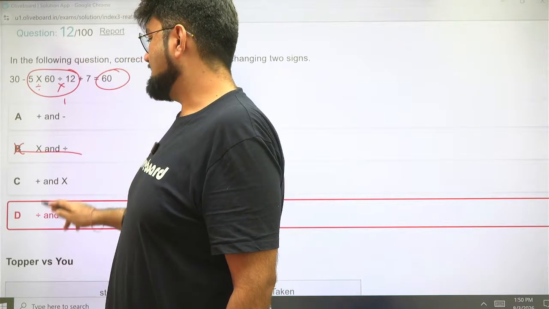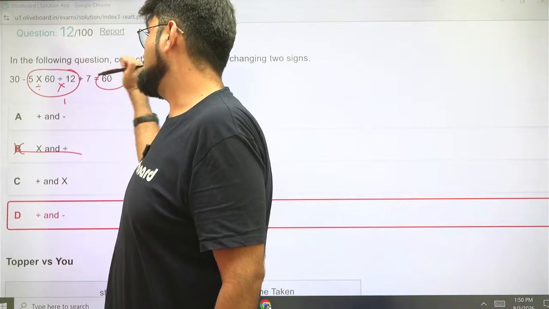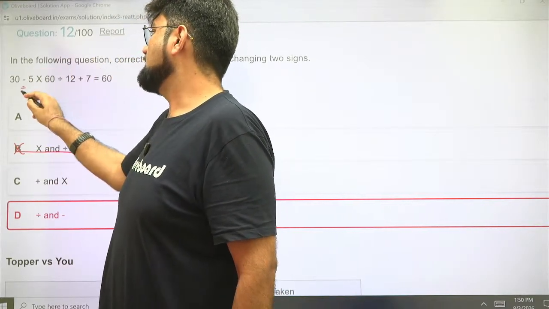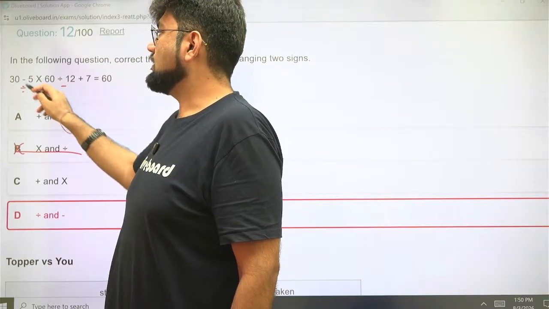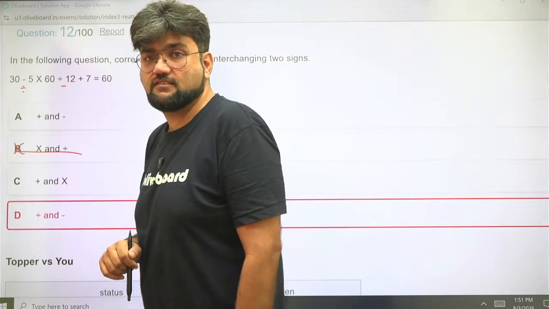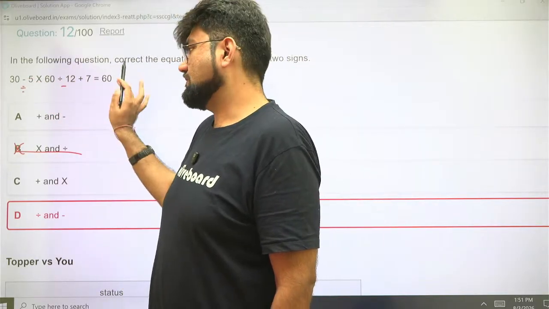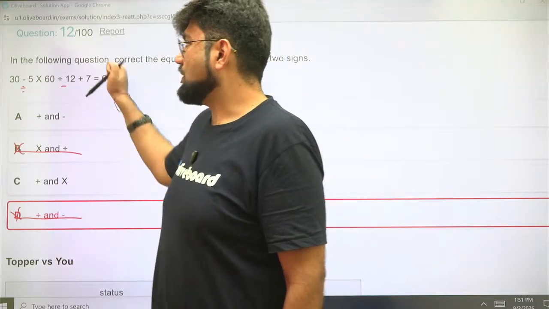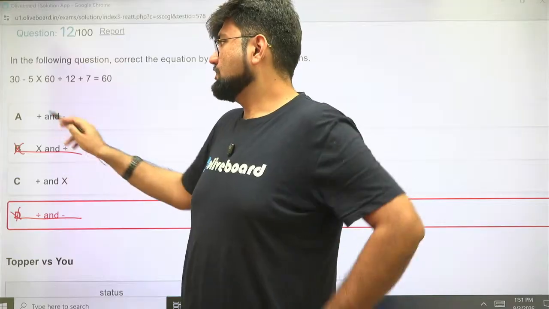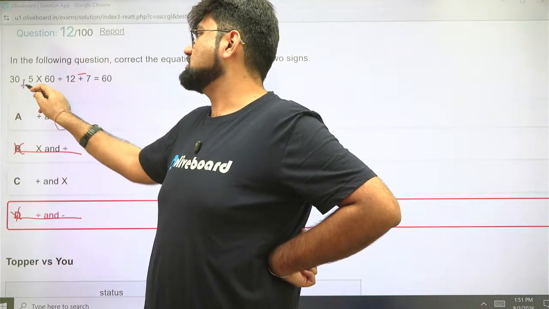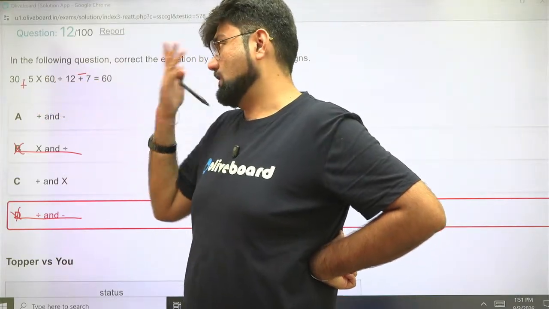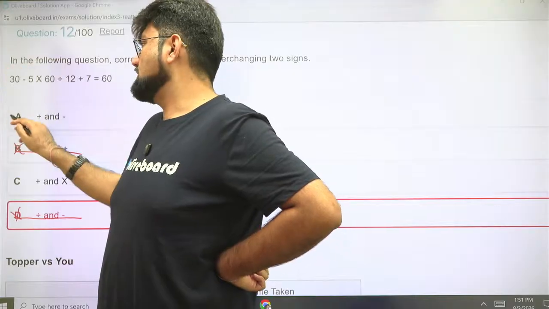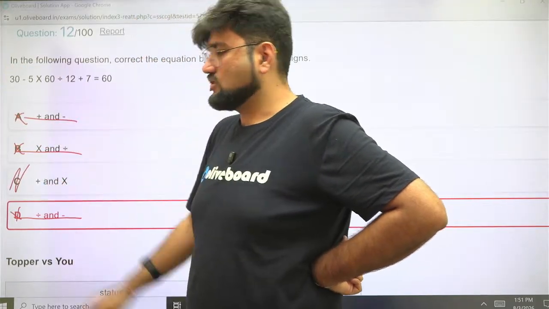The next thing I check is D, divide and minus. When I check divide and minus, divide will come here, minus will come here. 30 divided by 5 is 6, 6 into 60 is 360. 360 with 12 and 7 cannot give me 60, so option D is also gone. Now I can see that plus is definitely going to change its position. I see plus and minus. If I have this situation, 5 into 60 again is 300, which is still not going to give me anything close to 60. So this confirms option C is the right answer.